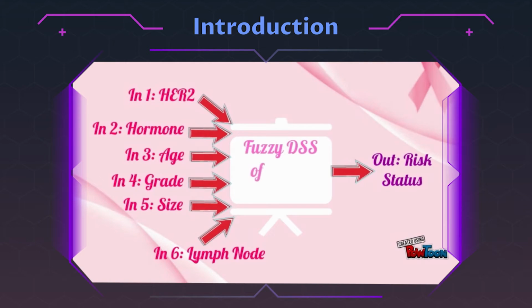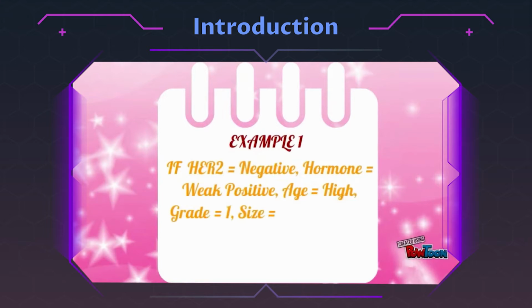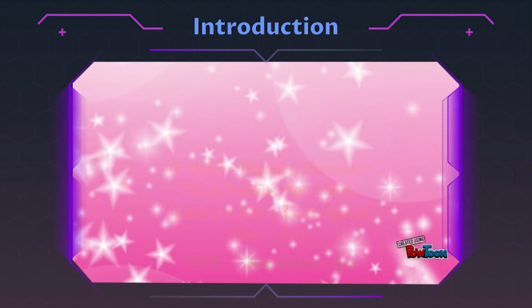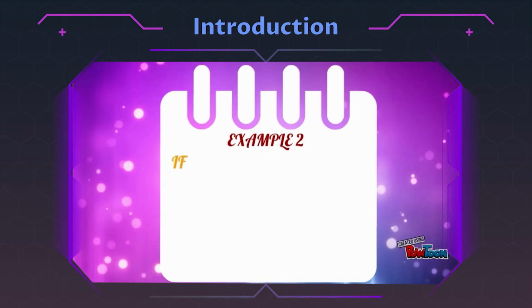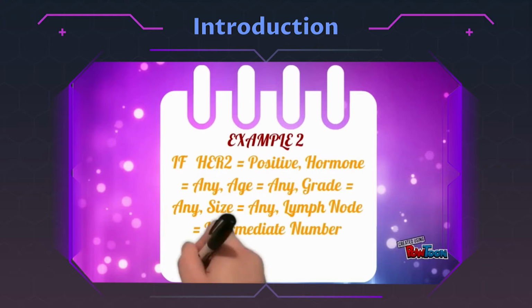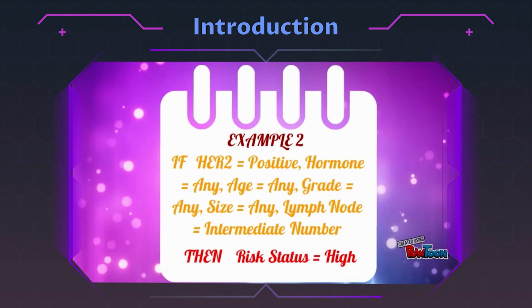For example, if HER2 is negative, hormone receptors is weak positive, the age is high, grade equals 1, size is small and lymph node equals 0, then the risk status of getting breast cancer is low. Otherwise, if HER2 is positive, hormone receptors, age, grade, size are any value and lymph node is an intermediate number, then the risk status of getting breast cancer is high.